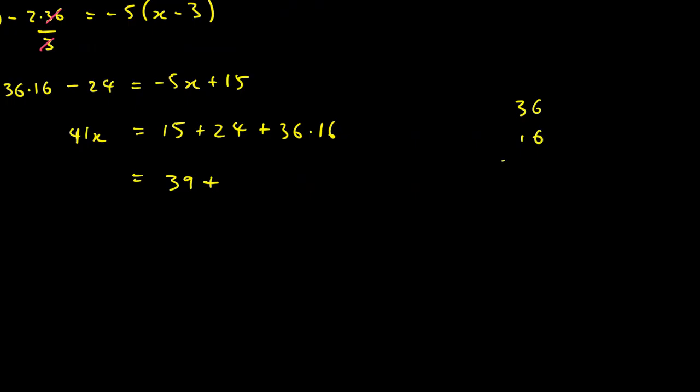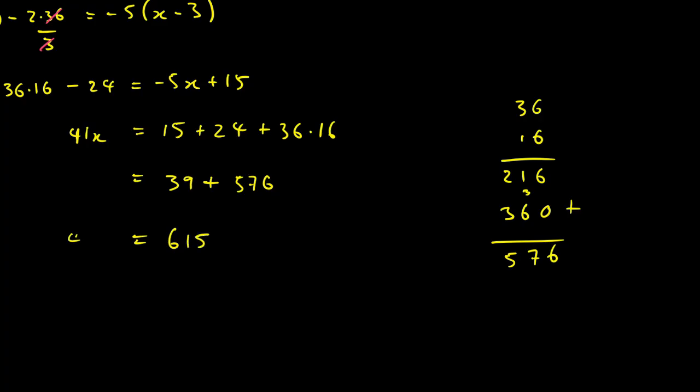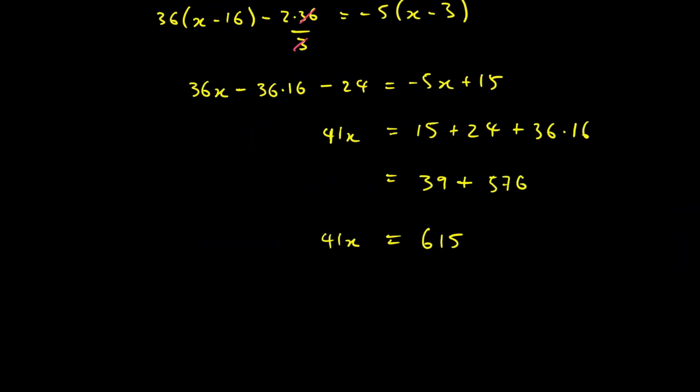36 times 16. Okay, 6 times 6 is 36. And then 6 times 3 is 18. So that's going to be there, 21. 0 here, 1 times 6 is 6. 1 times that is that. So I get that to be 576. And so if I add that on, that's going to be 606, 615, I think. Yep. So 41x is equal to 615.